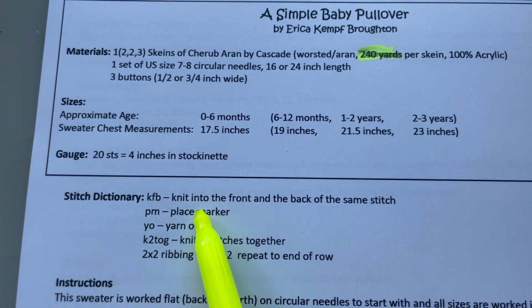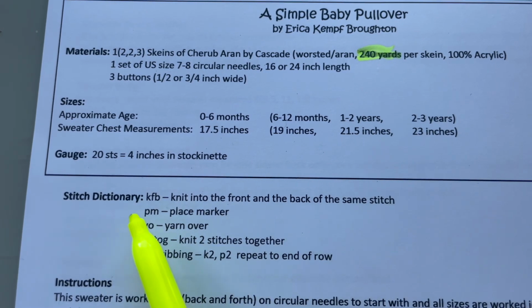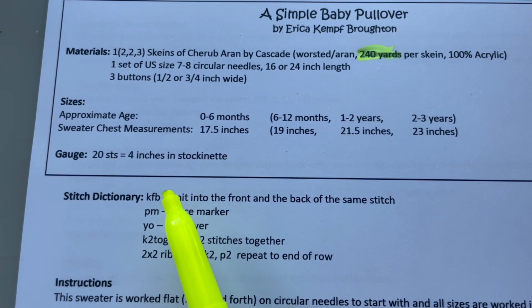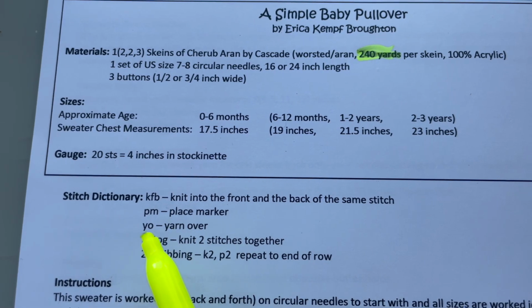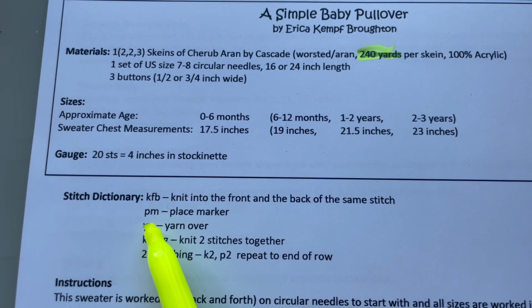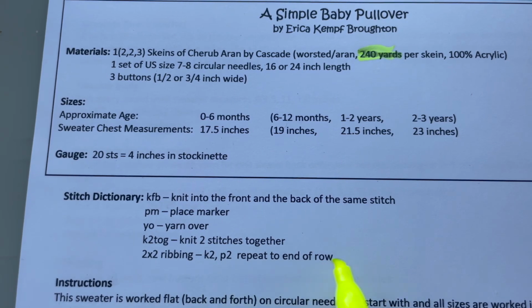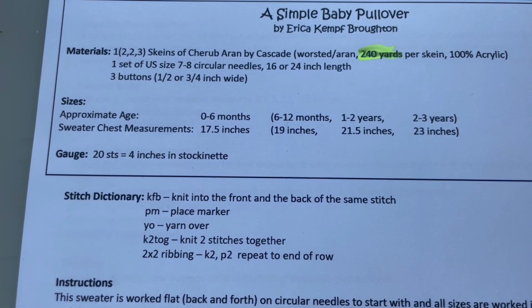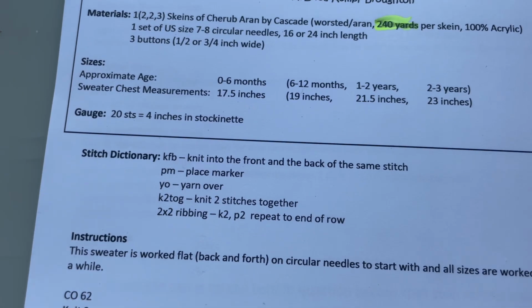So you've got knit into the front and back of the same stitch. Now, if you ever get to one of these KFB, you can put KFB knitting into YouTube, and it'll come up with somebody showing you how to do it, if you don't know what that is. Place a marker, PM, yarn over, knit 2 together, knit 2 stitches together, 2 by 2 ribbing, and knit 2, purl 2. Okay, so that's the stitch dictionary. Those are the stitches you need to know how to do to knit this sweater.